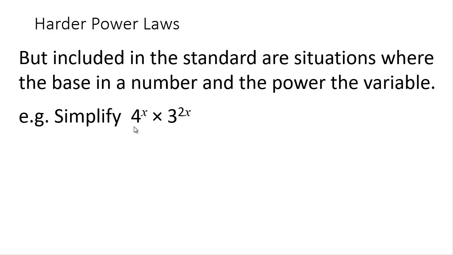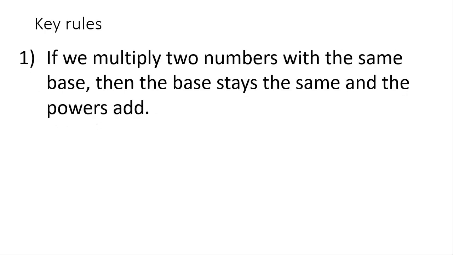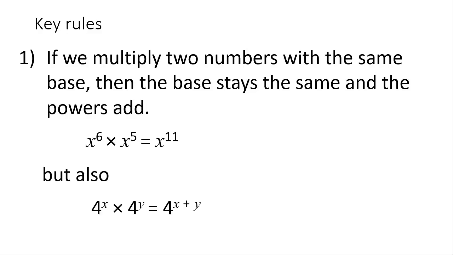We could ask to simplify a situation like this. Same rules apply, but the context is different. First up, we've known for a long time, you multiply two numbers of the same base, then we add the powers. So the base is staying the same, and we're adding power. But that's also true if the base is a number. So in this case, we've kept the base the same and add the powers, just like we always have.